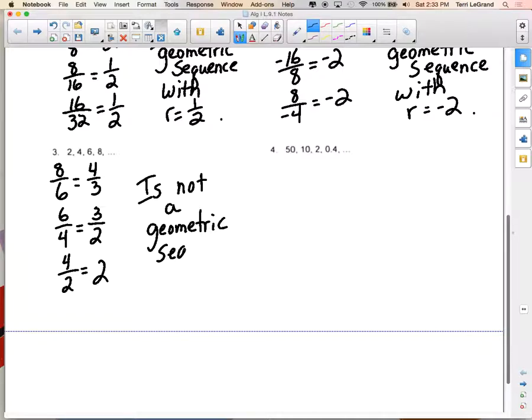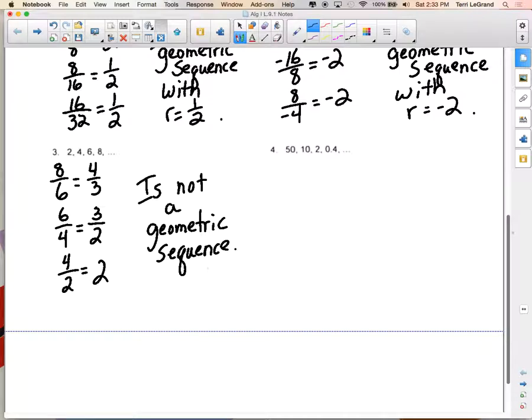And we have the work right there to support it. We could not find an R value. But I'm hoping you do recognize what kind of a sequence it is. From 2 to 4, 4 to 6, 6 to 8, it's going up by 2 every time, so it is an arithmetic sequence.